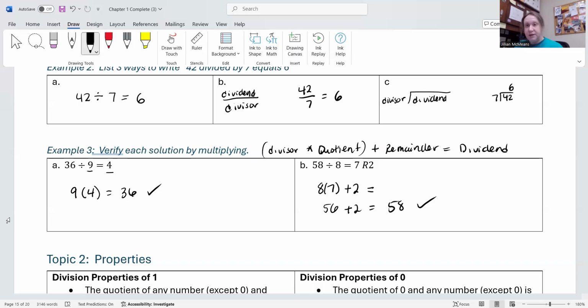So the purpose of this video is to understand the definitions and the parts of division, to understand different ways to write division, and to remind ourselves that division and multiplication will undo each other, and we can use that to our advantage.